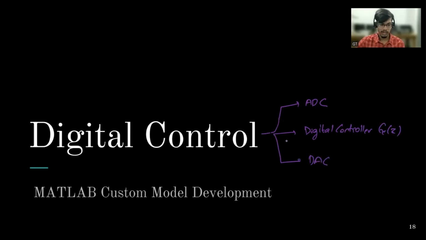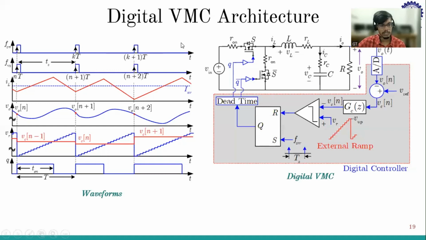So all these things come in the digital control, but the controller gains and everything, whatever blocks we have used, the power stage, everything will remain the same. Only some additional blocks will be needed. So that's why we are discussing this additional blocks implementation in MATLAB. So let me come to the digital voltage control.